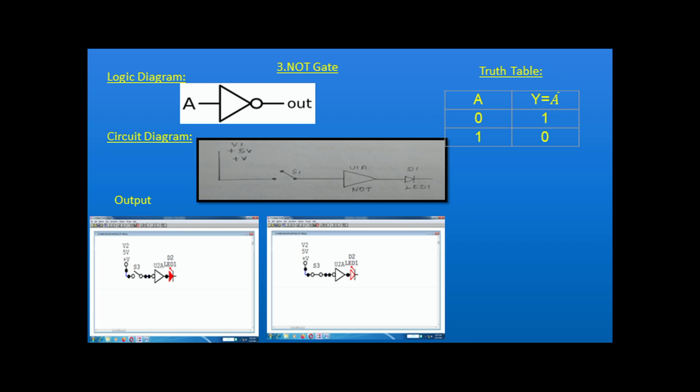The plus 5 volt, from the 5 volt I connected with the switch, then I connected with the NOT gate, then last we are showing the LED light. If the switch is connected, that is called the A value is 1. If the switch is unconnected, the value is 0. For the NOT gate, if the input is 1, the result is 0. If the input is 0, the result is 1.